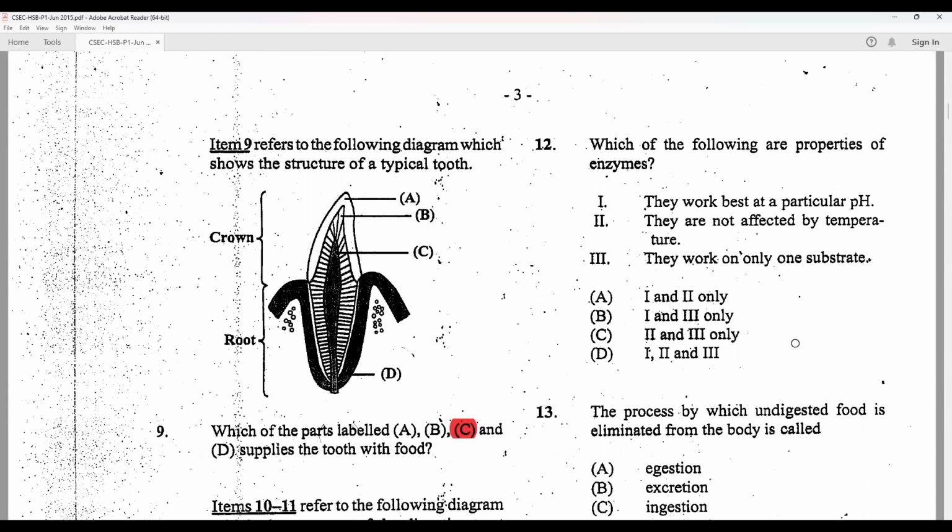Question 12, which of the following are properties of enzymes? They work best at a particular pH. That is correct. They have an optimum pH. They are not affected by temperature. That is incorrect. They work only on one substrate. That is correct. So we are looking for 1 and 3, which is B.